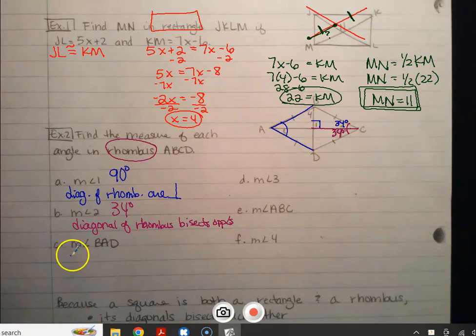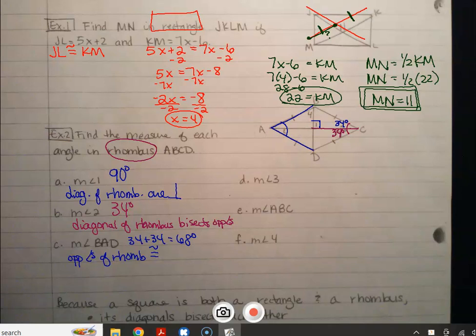So let me write that down. Opposite angles of a rhombus are congruent. So this is going to be 34 plus 34, which is 68 degrees. Probably shouldn't have circled that, I'll take up some extra space there. But yeah, so it's 68 degrees.